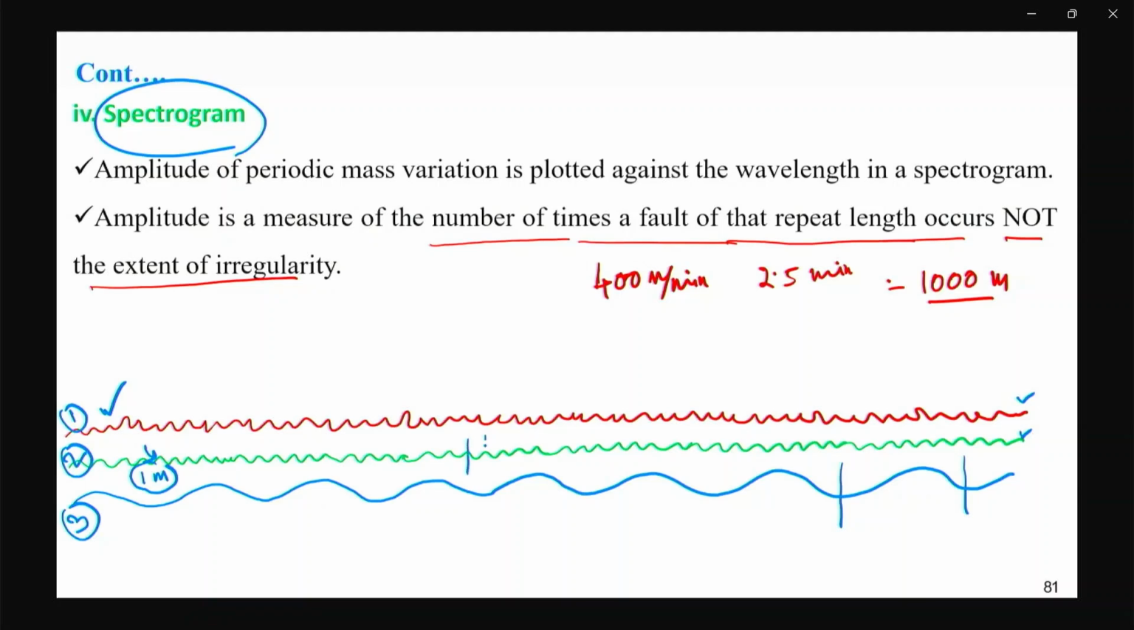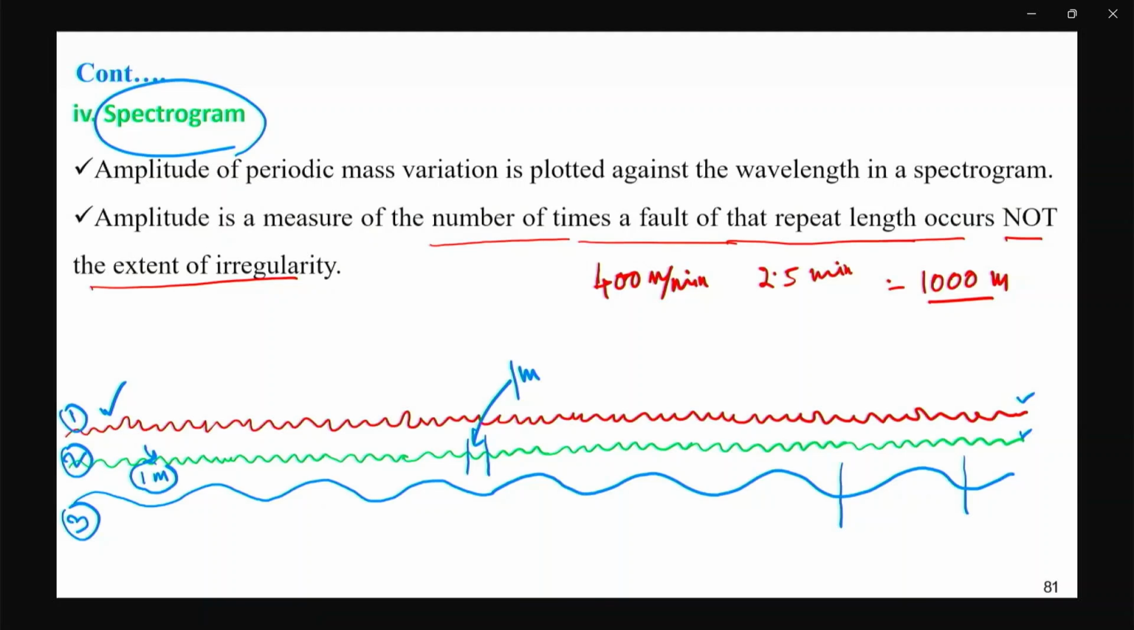For the second yarn, the wavelength here is 1 meter. That means we can see from the diagram that the length between two consecutive thick places is 1 meter.